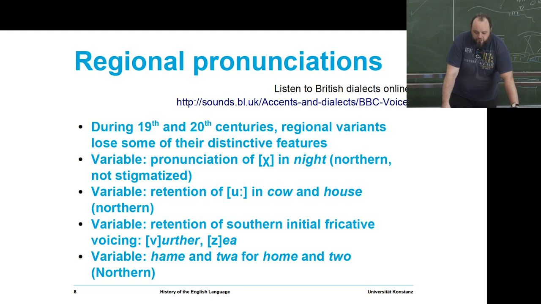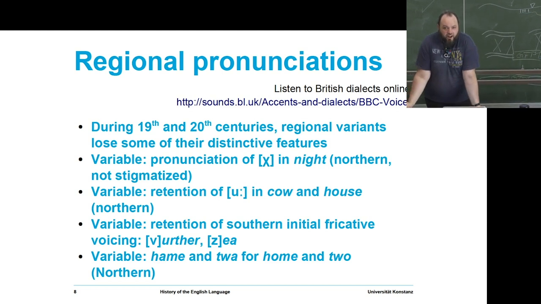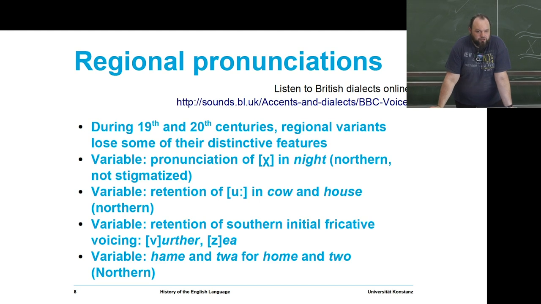So some of the variables we've got here, in words like night, one of the things we've talked about before is that night loses this consonant, right? It used to be something like nicht, and this ch sound gets deleted. And in some varieties, it remains. So in some traditional northern varieties, it's still there. This is not really a stigmatized variety. It's just a little known variety.